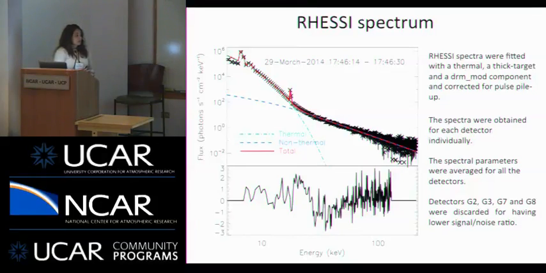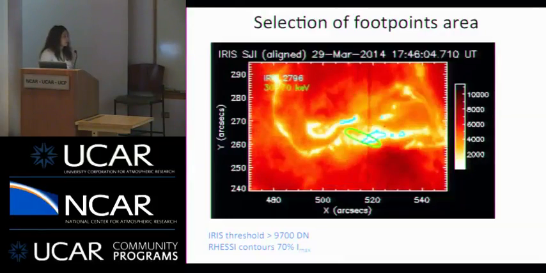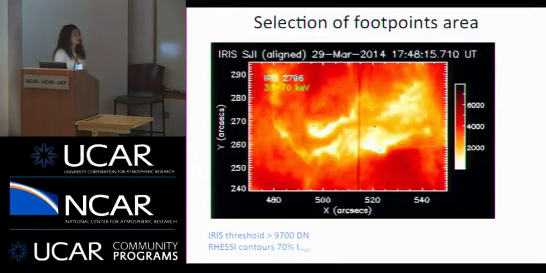And once we have the power of the non-thermal electrons, we can estimate the area of the footpoints, and dividing the power by the area of the footpoints, we can get the flux of the non-thermal electrons. So actually, the selection of the footpoint area is a critical point for the estimation of the flux of the electrons.